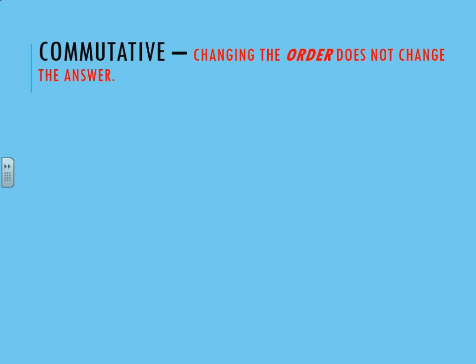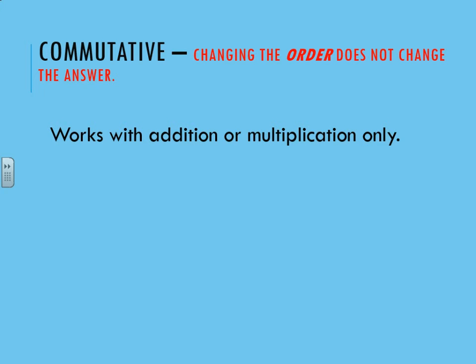The first one is one you're certainly familiar with. It is the commutative property. The commutative property states that changing the order of your values does not change your answer. It's important to note that the commutative property only works with addition and multiplication. If you were to try changing the order in an expression that had subtraction or division in it, you would actually change your answer, because you're actually changing a value.